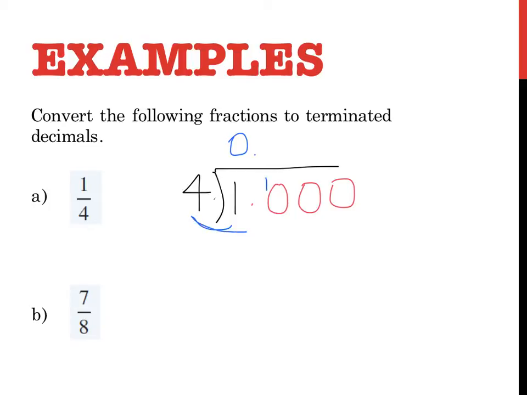So how many times does 4 now go into 10? It goes in twice, remainder 2. How many times does 4 go into 20? It goes 5. That terminates. There's no more there. So the answer for a quarter, hopefully most of you remember, 0.25. If you don't, that's how we do it.